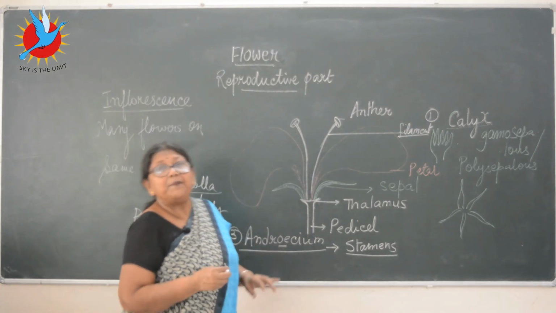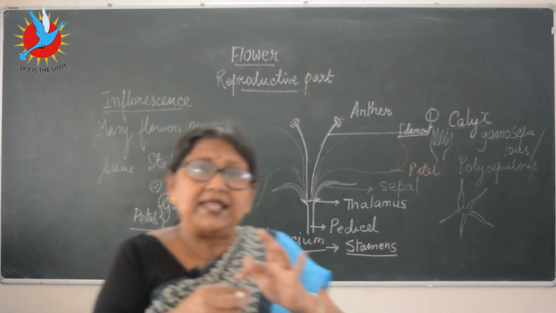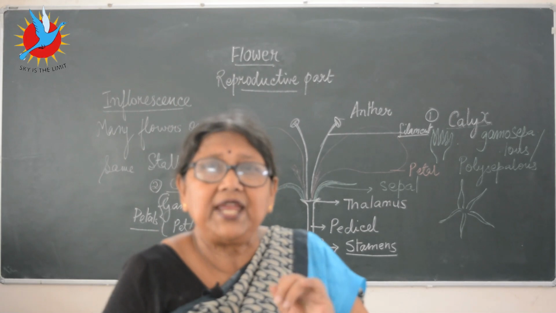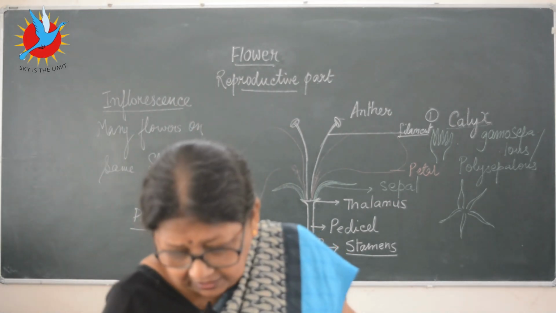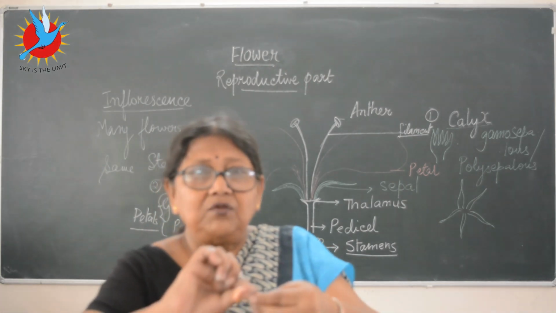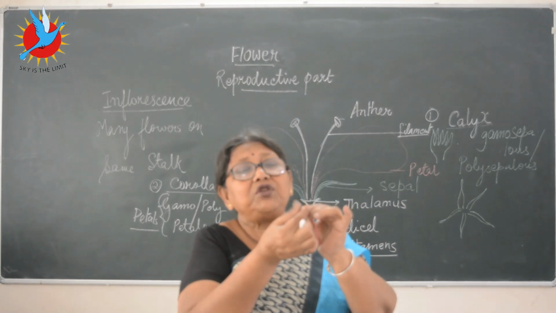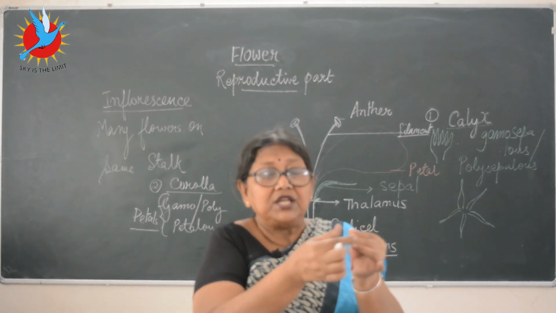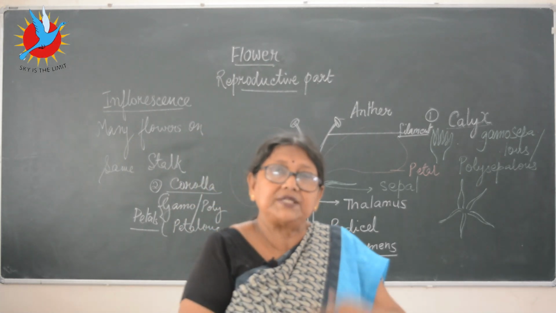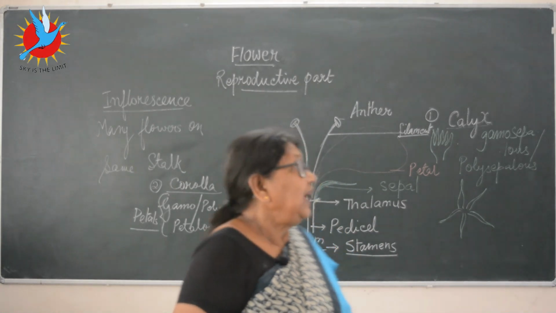This is called the male reproductive part of the flower. Why? Because inside the anther they produce tiny particles called pollen grains. If you see the hibiscus, the China rose, you must have noticed this yellow head. If you touch it, you will get a powdery thing on your finger. So these are the pollen grains and they are needed for reproduction. So this is the male reproductive part of the flower.